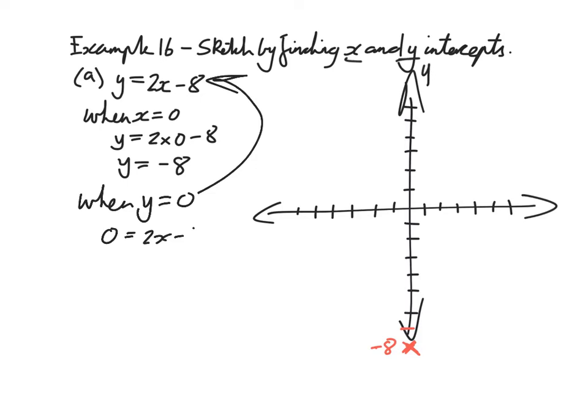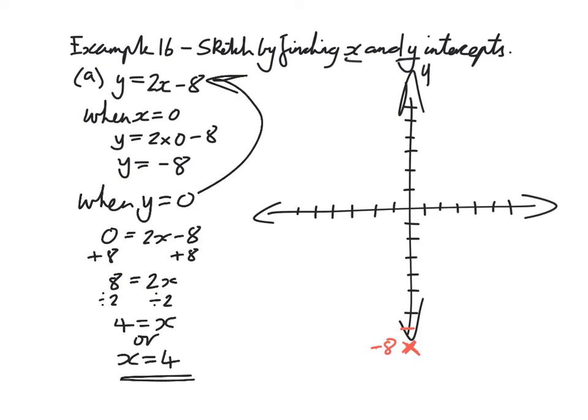And this is where it looks a little messy, and that's why I don't like it. Once we have an answer, this will be easy to plot. So to solve this, I will add 8 to both sides, and I'll end up with 8 equals 2x. And then I'll get rid of the 2 by dividing both sides by 2, and I end up with 4 equals x. Or you could say x equals 4. Same deal. All right, so there is my x-intercept.